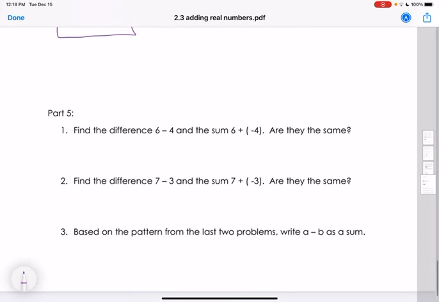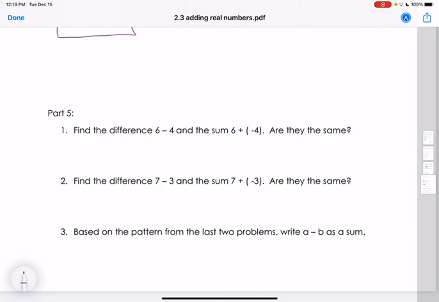All right, last part. We're almost done. Part 5, find the difference of 6 and 4. Okay, so 6 minus 4. And the sum, 6 plus negative 4. And are they the same? Go ahead and try all 3 of these, okay? Hit pause, give them a try, come back when you're ready.